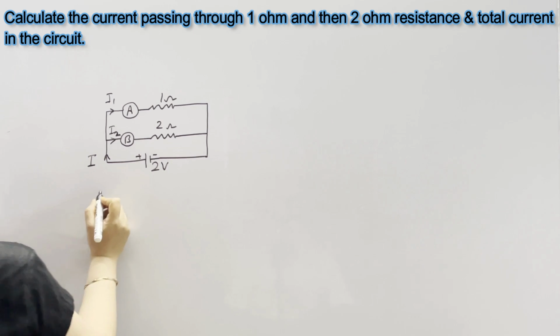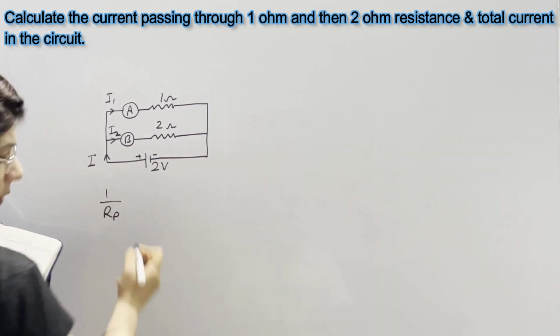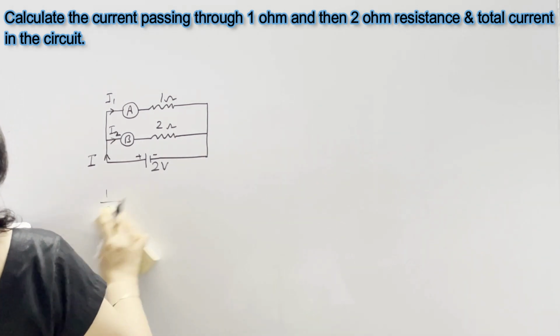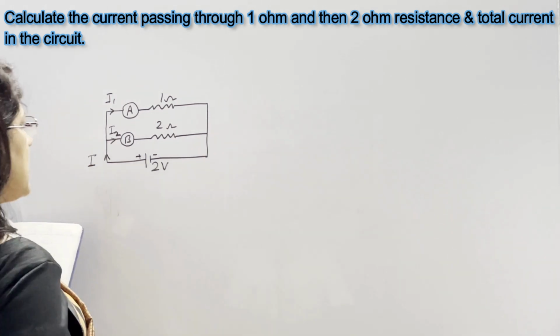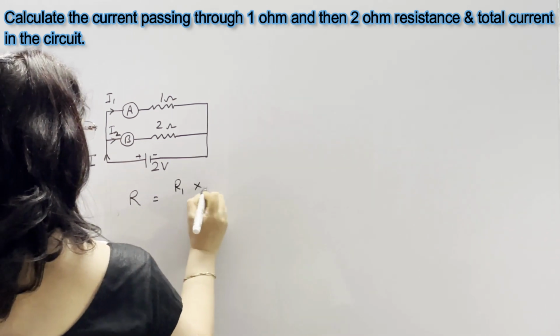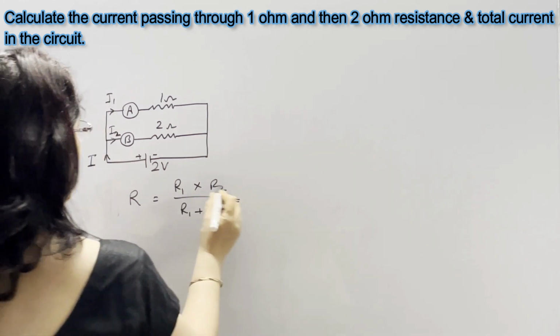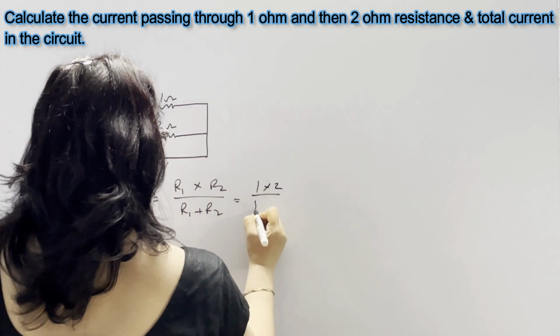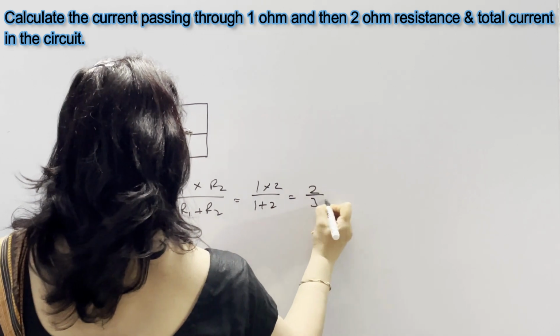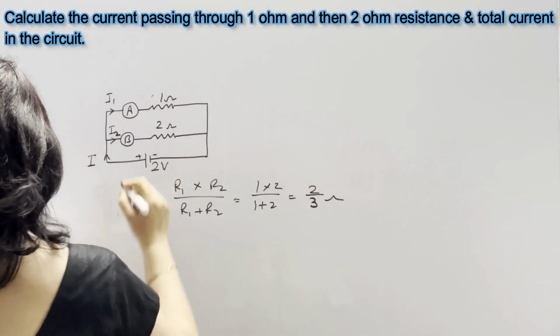Now for parallel combination, 1 upon Rp is equal to, or we can calculate it with another method also. If we want to directly calculate the total resistance in parallel combination, then R1 multiplied by R2 upon R1 plus R2, we can directly calculate. So 1 into 2 upon 1 plus 2. It means 2 upon 3 ohm is the total resistance of this parallel combination.